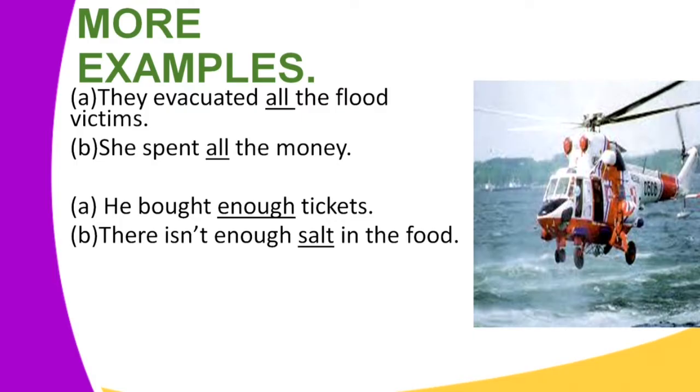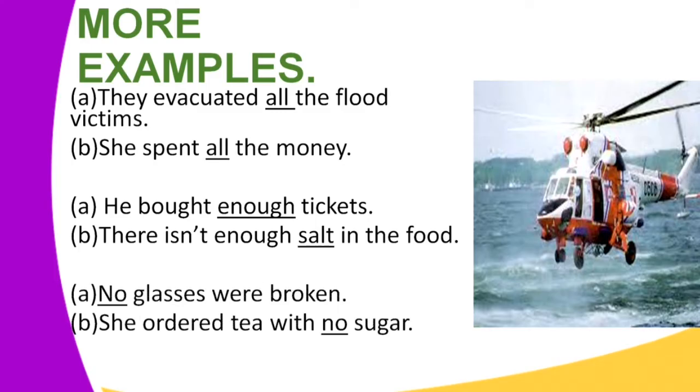Next we have quantifier no. In sentence A we have, no glasses were broken, glasses being countable nouns. In sentence B we have, she ordered tea with no sugar. Sugar is an uncountable noun. You can't say 1 sugar, 2 sugar. So we are saying she ordered tea with no sugar. Again, quantifier no has been used with an uncountable noun.